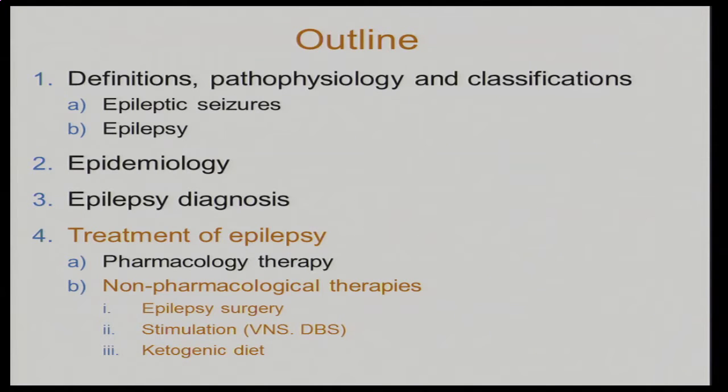So this is the last part of my talk. What are the non-pharmacological therapies for epilepsy? The most important one by far, and the only one which yields a real chance of getting a patient with drug-resistant epilepsy seizure-free, is epilepsy surgery. So epilepsy surgery, in other words, is the most effective therapy for drug-resistant epilepsy, but it's not for everyone.